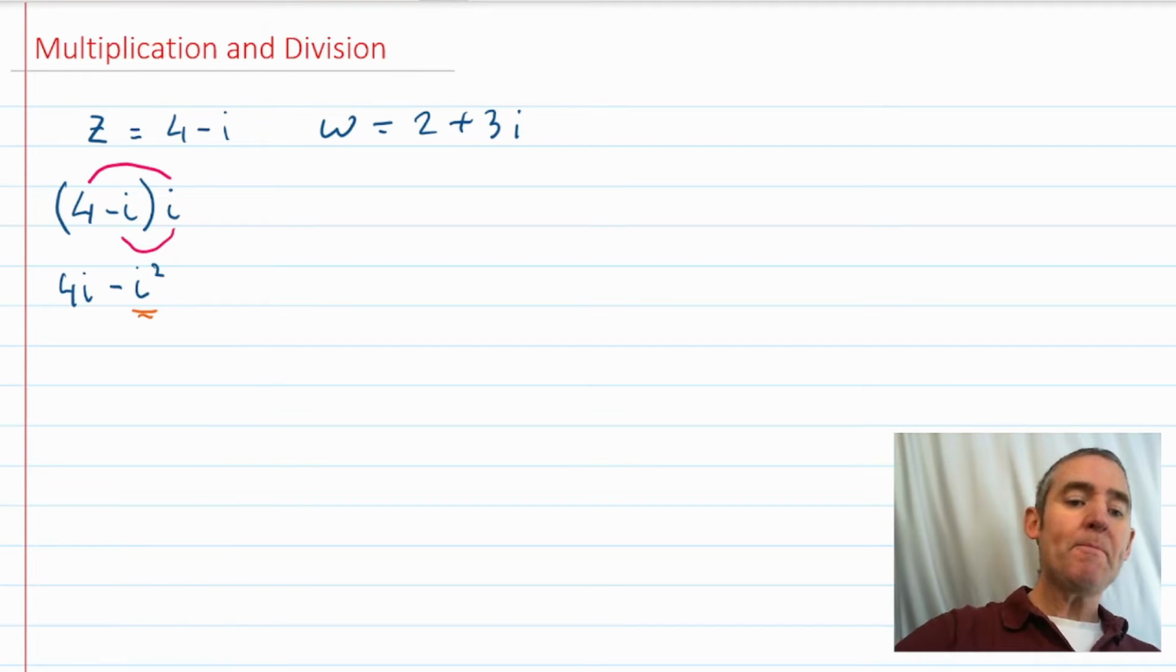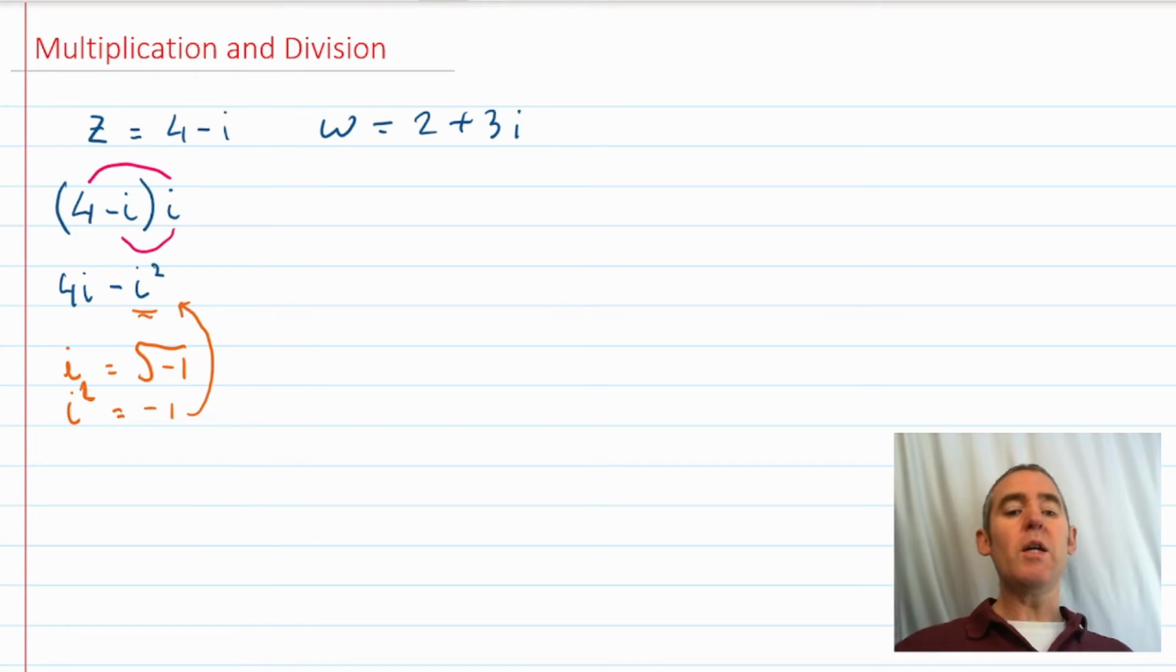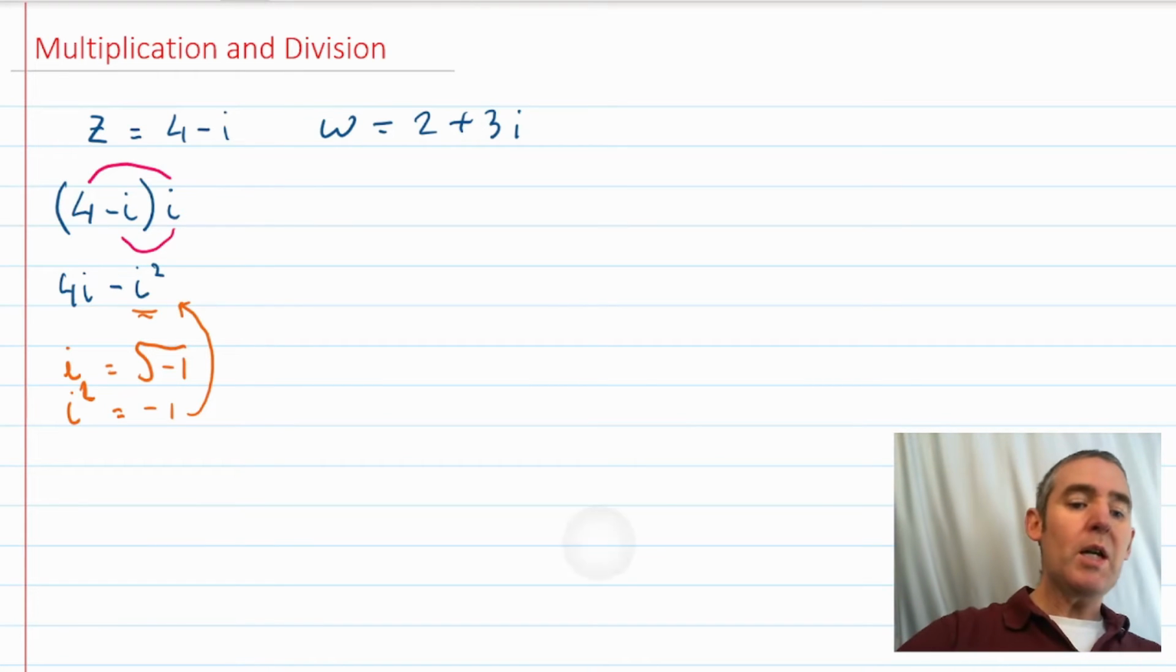So i is equal to the square root of minus 1, and i squared is equal to minus 1. So we can replace the i squared here with minus 1. So if we do that now, we get 4i minus minus 1. So that will be 4i plus 1. So we'd write it better, 1 plus 4i.